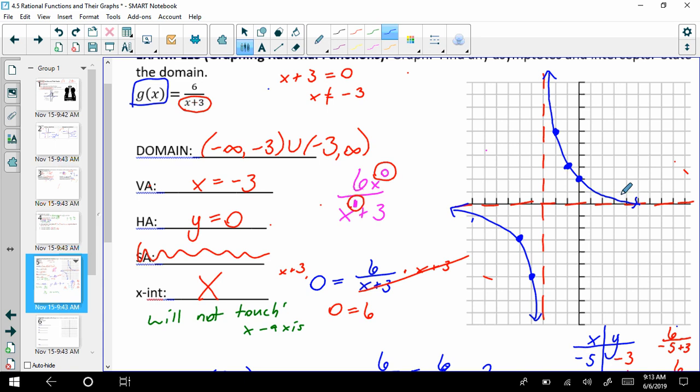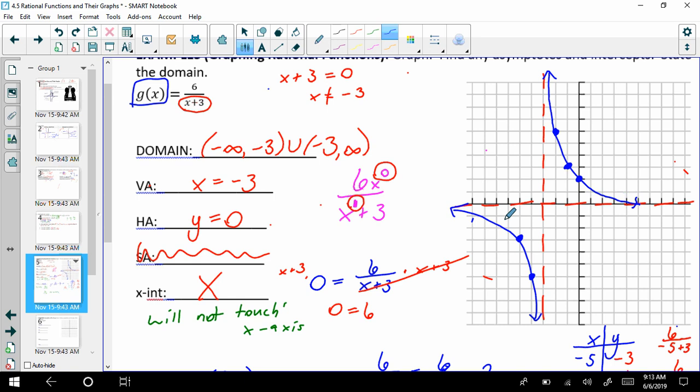I know on this one, I'm not going to cross it. How do I know that? Well, since it's right on the x-axis, we said there's no x-intercept, so I know it's not going to touch it. They will never touch the vertical asymptote because that represents the thing that makes the denominator 0, and I can't divide by 0. So there is my graph.